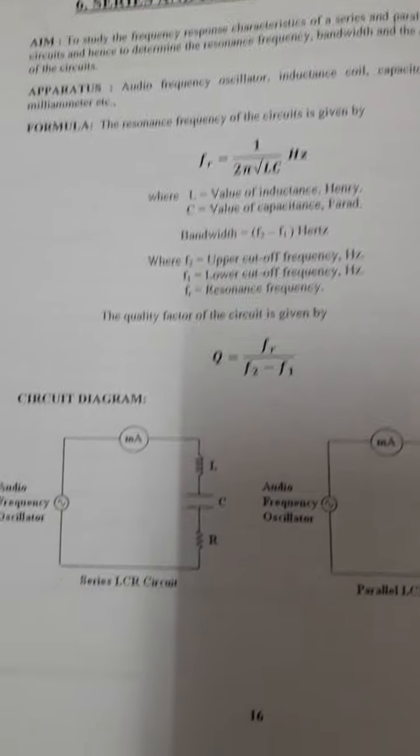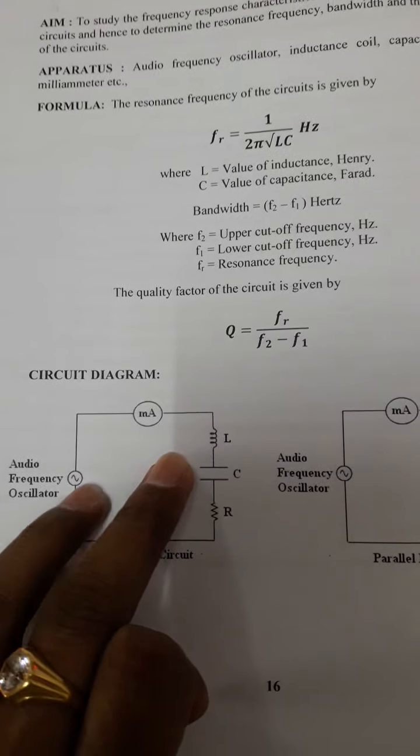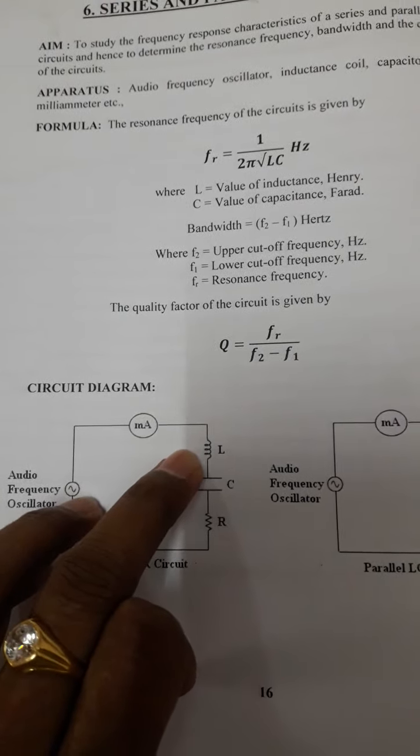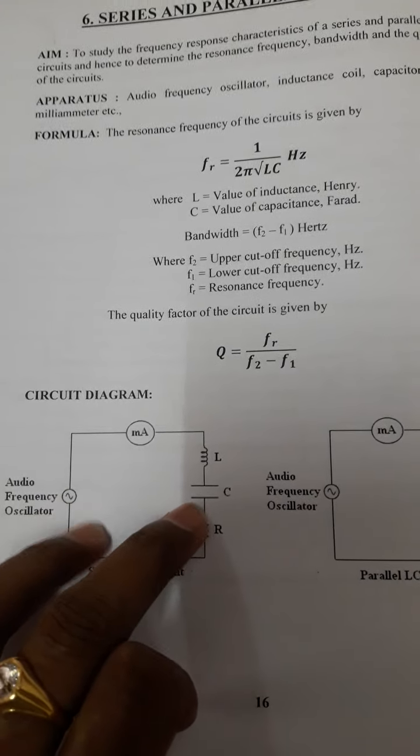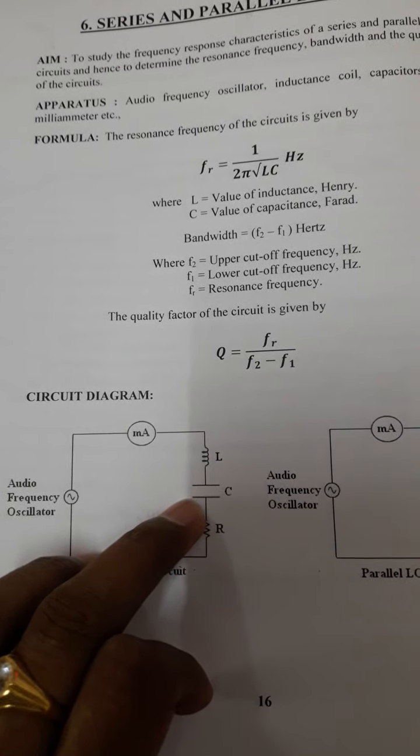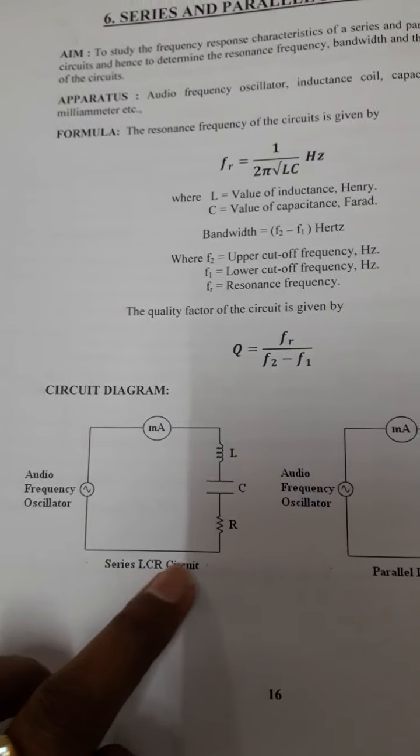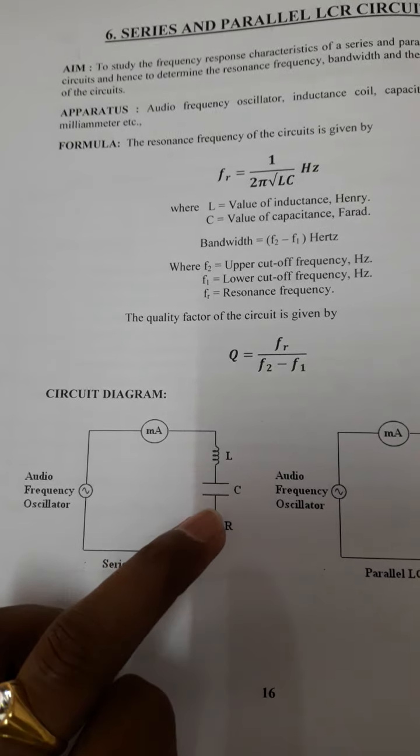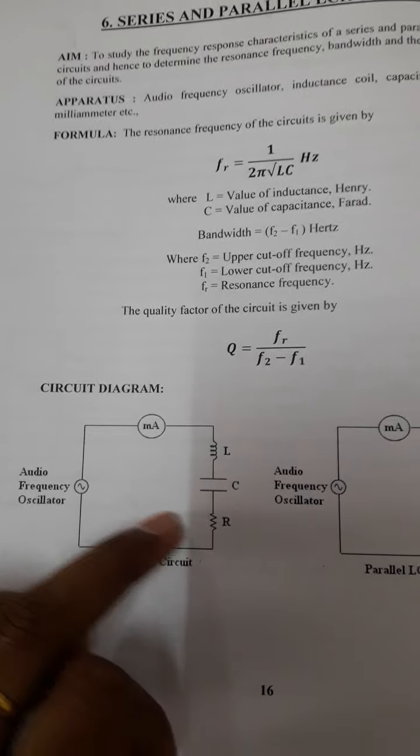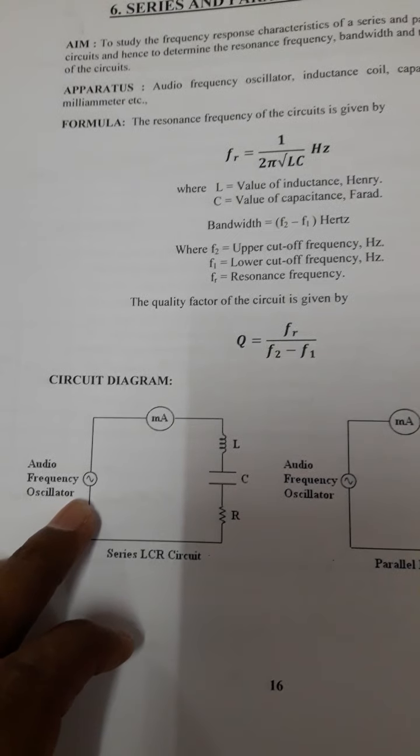Then you can see the series LCR circuit. L is the symbol for the inductance of a given inductor. This is the symbol for a capacitor, and this is the symbol for a resistor. All are connected in series. This is the series LCR circuit, you can see there: inductor, capacitor and resistor connected serially. In the circuit we have one milliammeter, and we have one audio frequency oscillator.